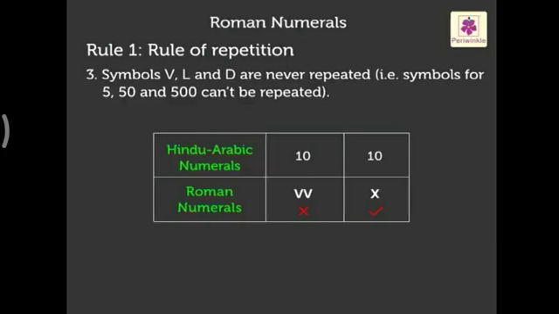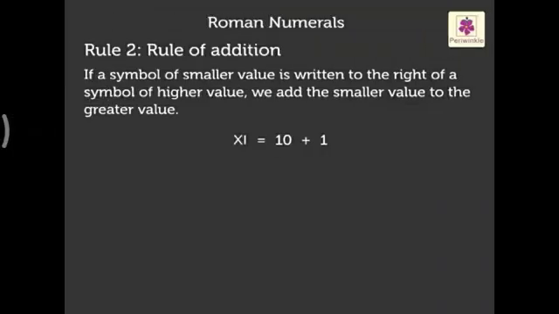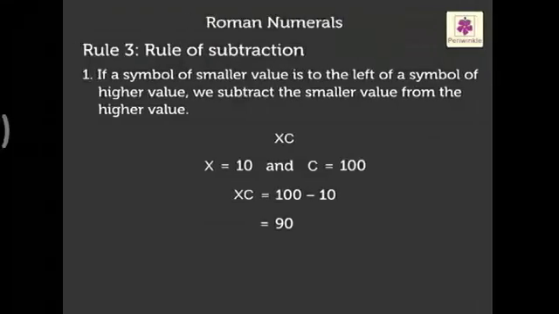Next, come to rule of addition. What does it say? The rule of addition says if a symbol of smaller value is written to the right of a symbol of higher value, we add the smaller value to the greater value. Means XI. The value of X is 10 plus the value of I is 1. It equals 11. This is rule of addition.